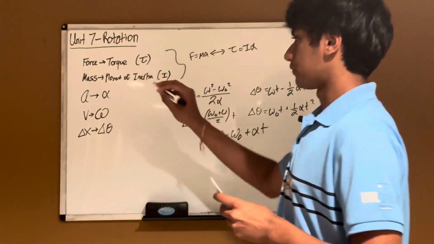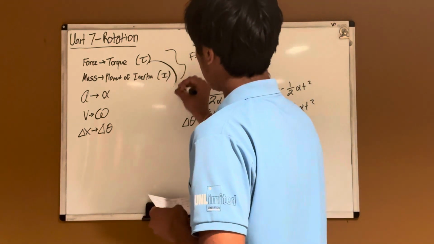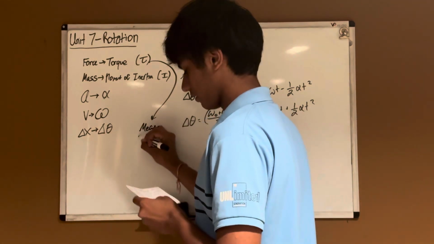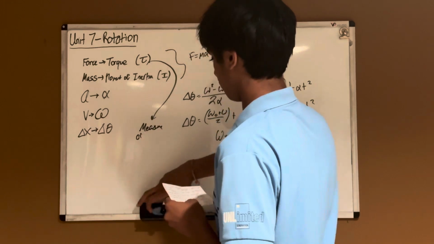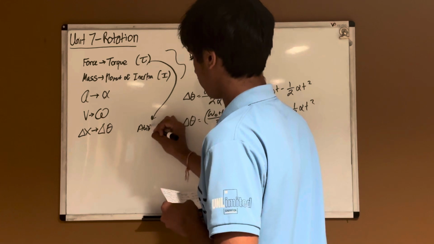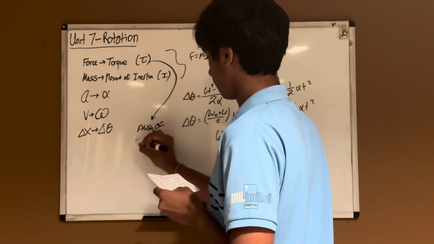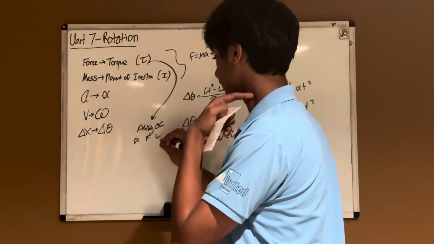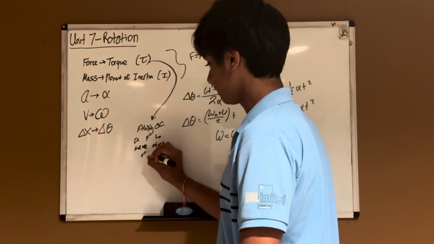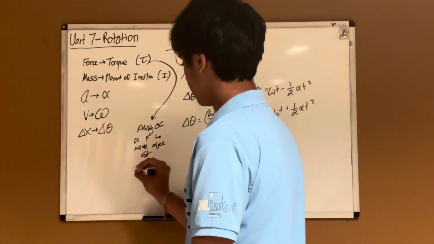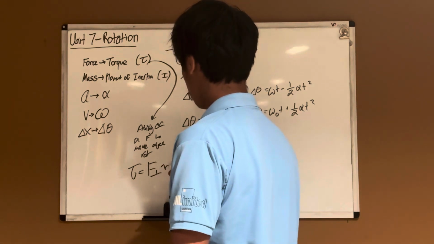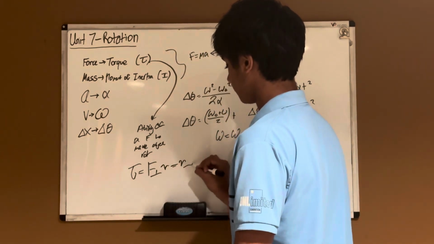So let me explain a little more about torque and moment of inertia. Torque is the ability of a force to make an object rotate. The formula for torque is equal to force perpendicular times radius, or radius perpendicular times force.